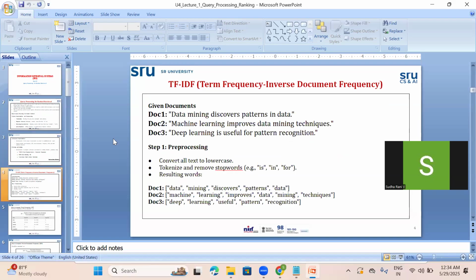Here, let us take one example. Given documents: document 1, data mining discovers patterns in data. Document 2, machine learning improves data mining techniques. Document 3, deep learning is useful for pattern recognition. These are the sentences. Now let's compute term frequency and inverse document frequency. Step 1, pre-processing: convert all text to lowercase, then tokenization and remove stop words. Tokenization means dividing the sentence into words. So here we did the tokenization.